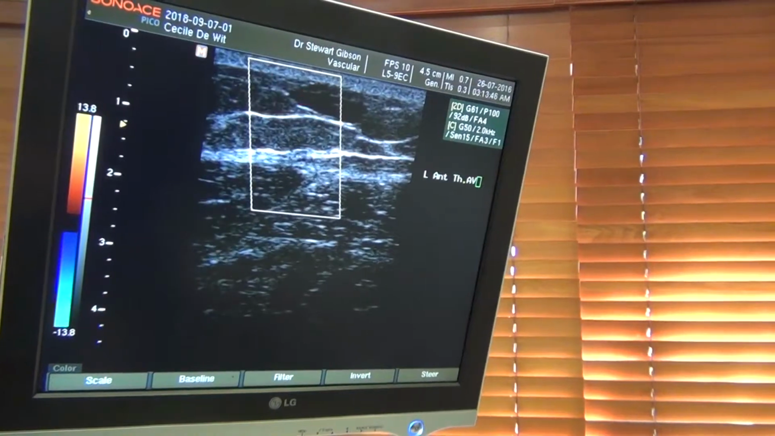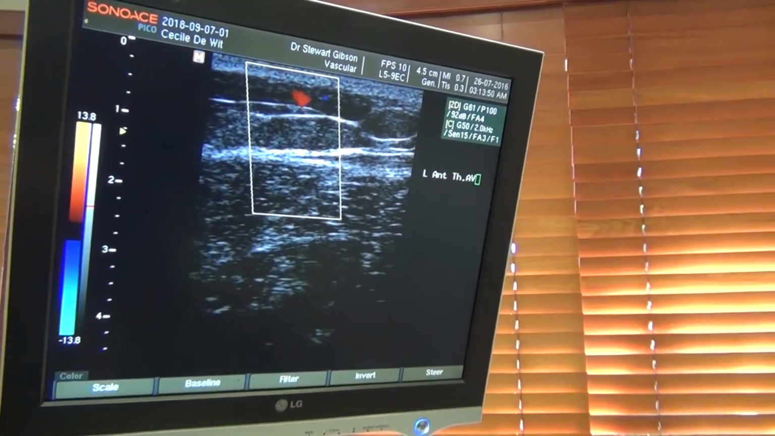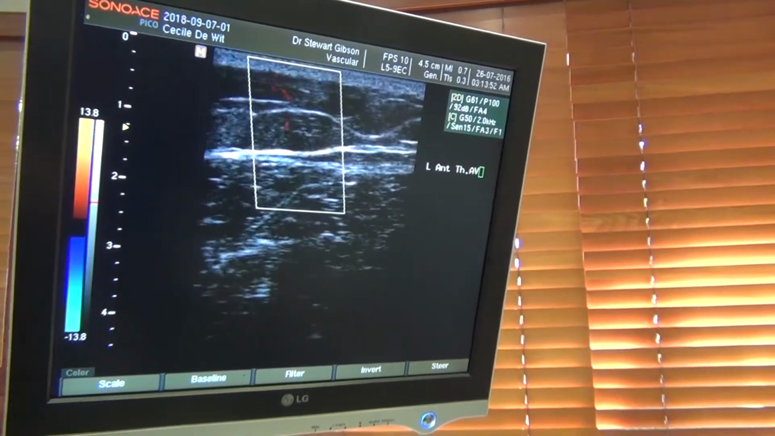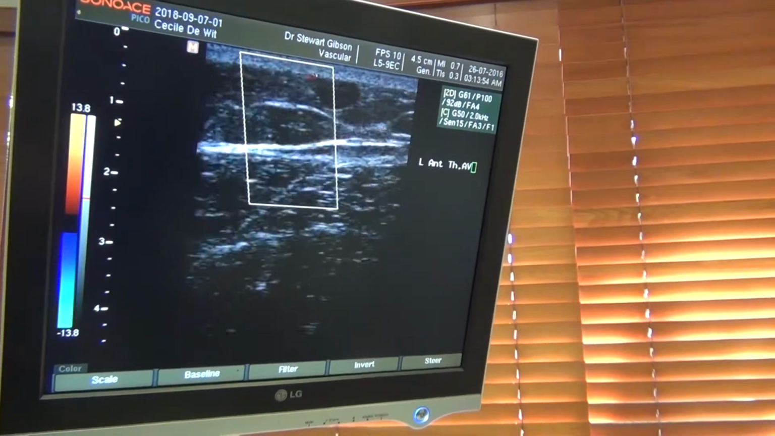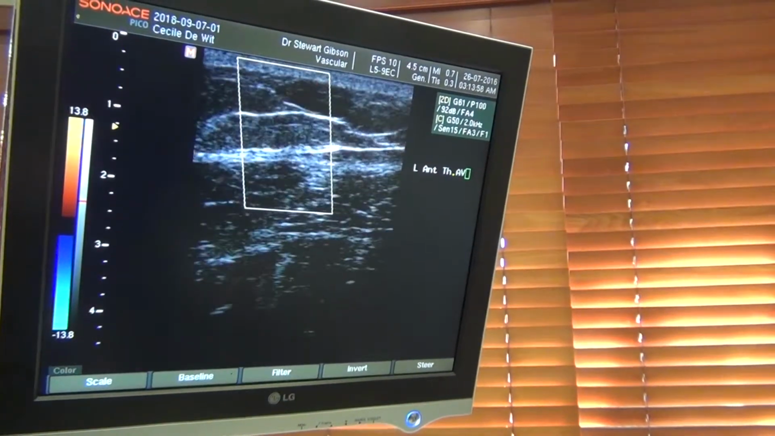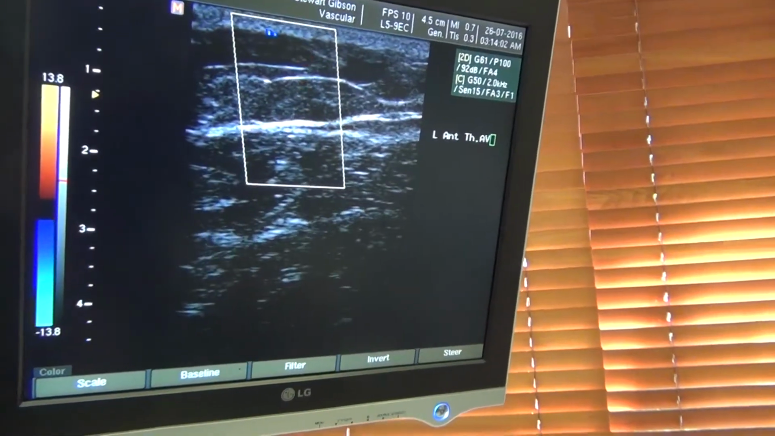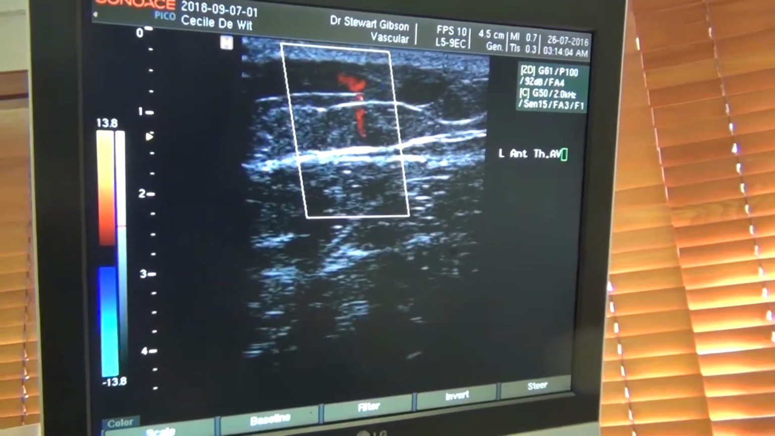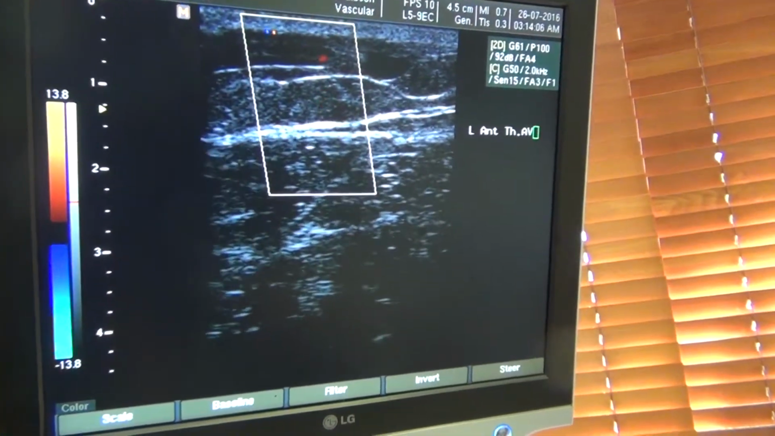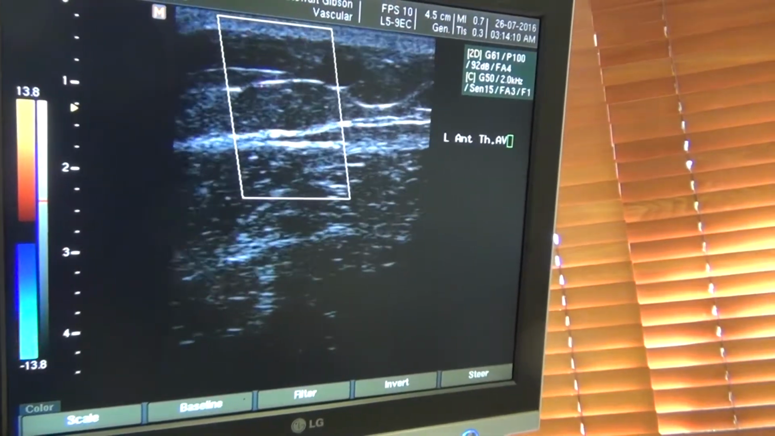and now quite lateral, and you'll notice that there is an increasing flow in the vein and it is pulsatile. What we're demonstrating over here is that there is an arteriovenous anomaly filling the vein.